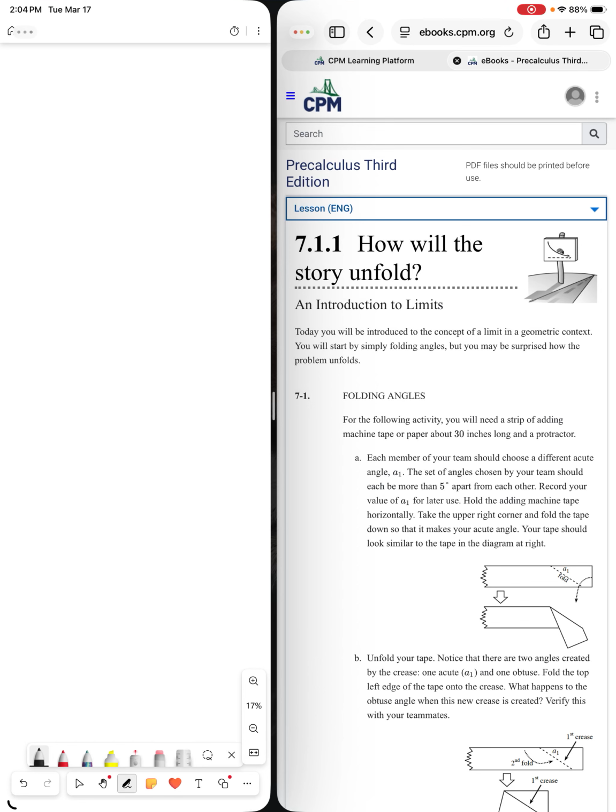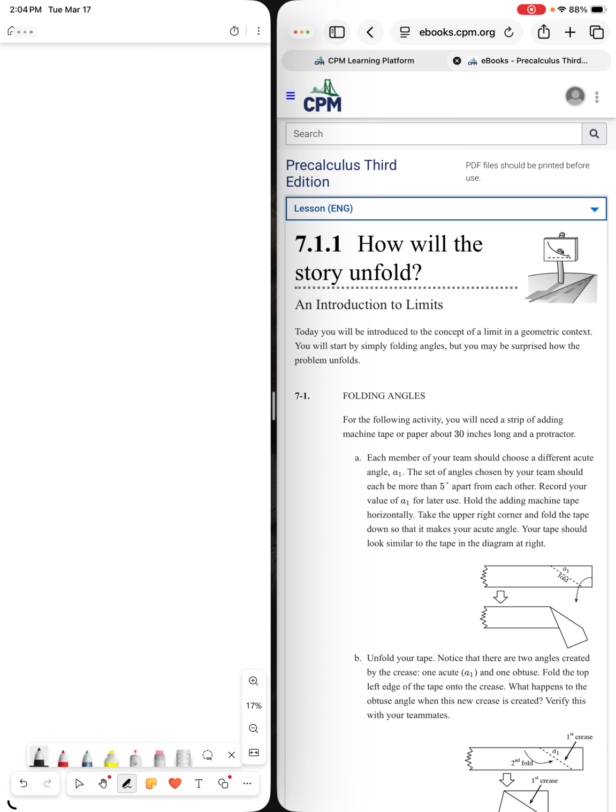All right, let's start chapter 7 on limits here. So let's introduce what a limit is by this. This is a neat little activity here. I can't necessarily show you this, but I can kind of help you understand it. It'd be cool to do on your own.